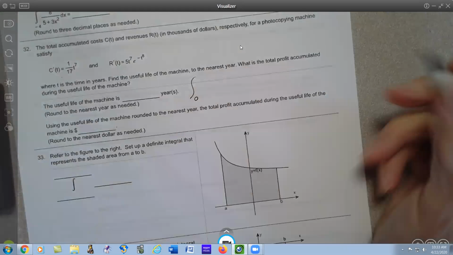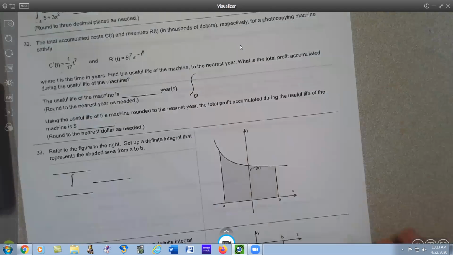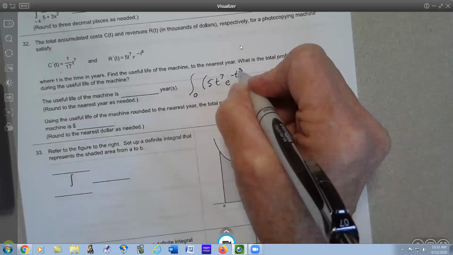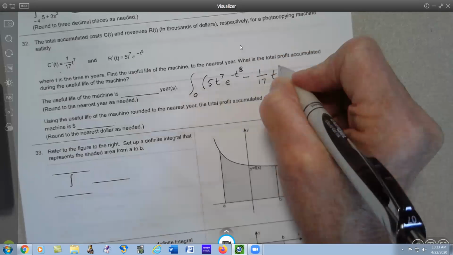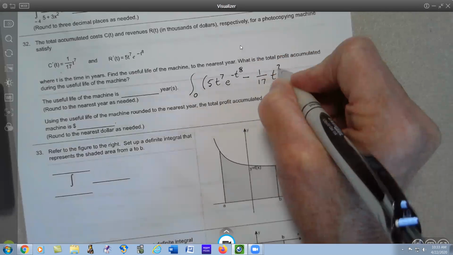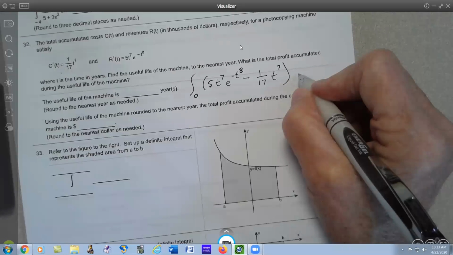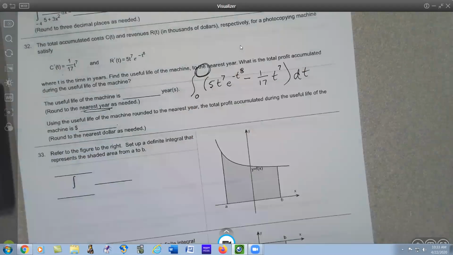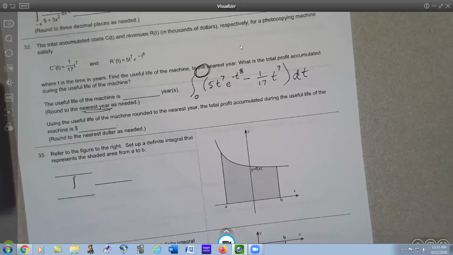It's always revenue minus cost. This will be the top curve minus bottom curve. And then once you find this, they want it to the nearest year, then you'll have that particular value. But once I have that, then go straight to your calculator, find it. 33, 34. Can you set those up?